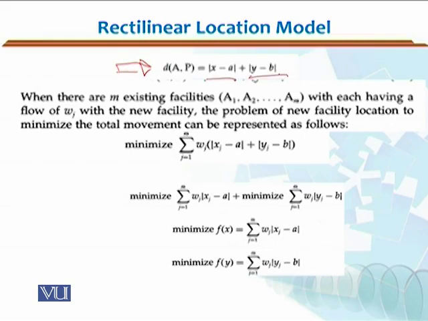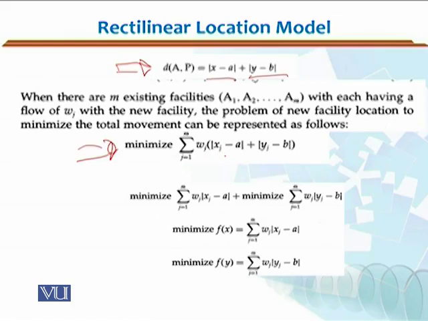When there are m existing facilities, let's say A1, 2, 3 to AM, बहुत सारी existing facilities है, with each having a flow of W. With the new facility, the problem of new facility location to minimize the total movement can be represented as follows. So what you need to do, you need to minimize the flow from xj minus A plus yj minus B coordinate. So there are multiple existing facilities, but remember that, but one new facility.